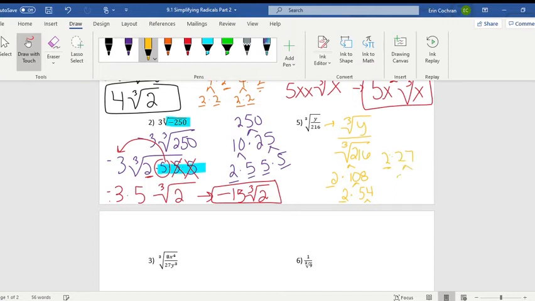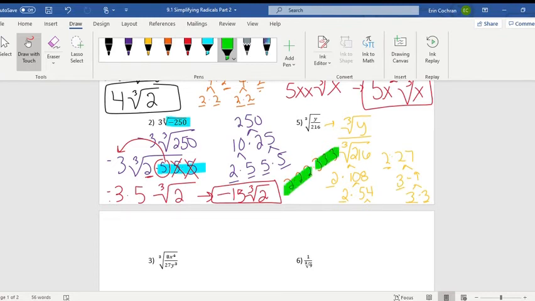27 breaks down to 3 and 9. And 9 breaks down to 3 and 3. Okay, so we have 1, 2, 3 2s, 1, 2, 3 3s. So for 216 we have 3 2s and we have 3 3s. So we look for triples. Oh, we have triple 2 and triple 3.